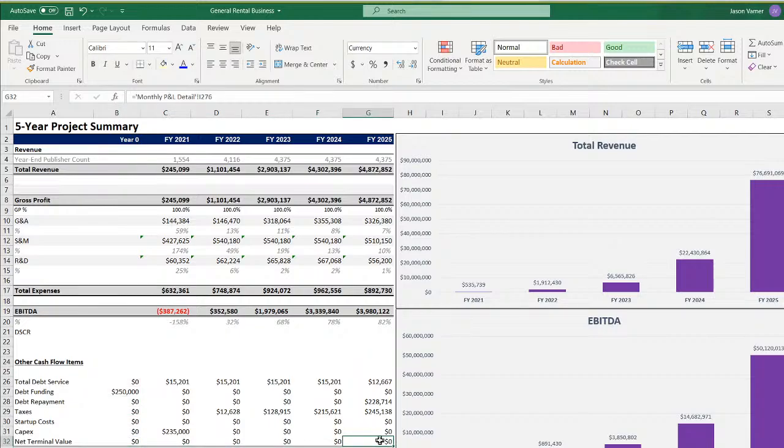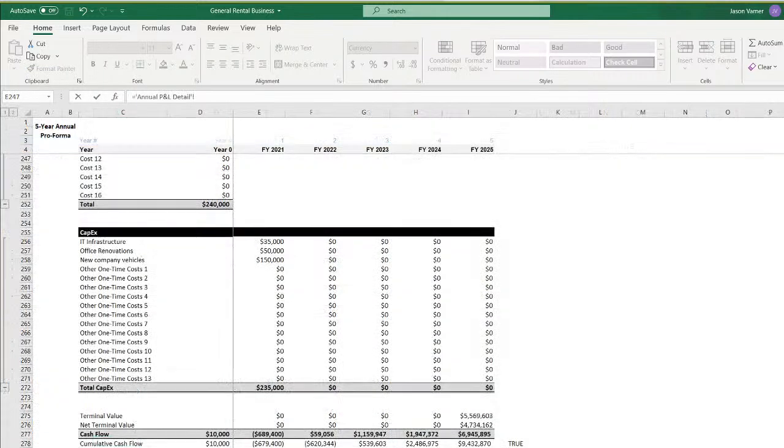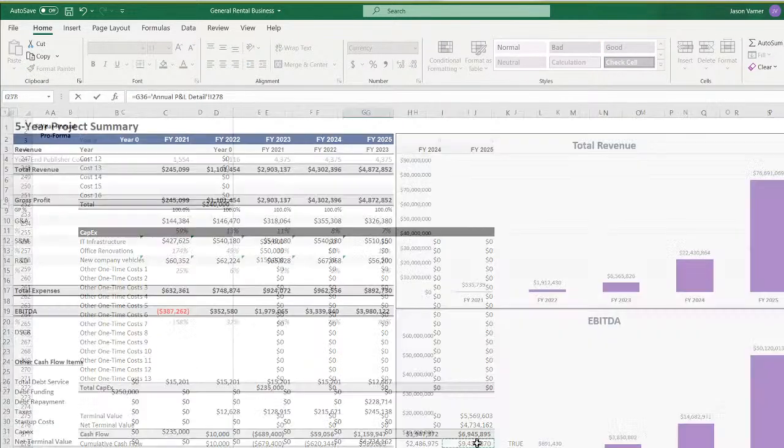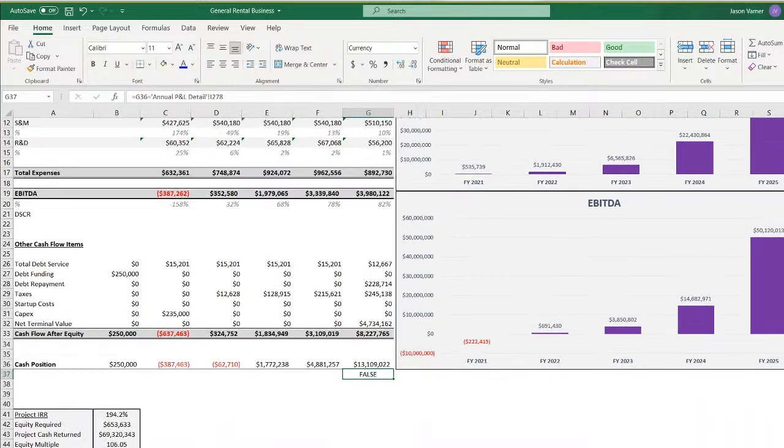Now my question, why is terminal value, oh, whoops, we are on the, wait, what? How did this get to the monthly? Okay, net terminal value should be right there. Cash position 13, which this should equal this. It does not, so we're obviously missing some stuff here.